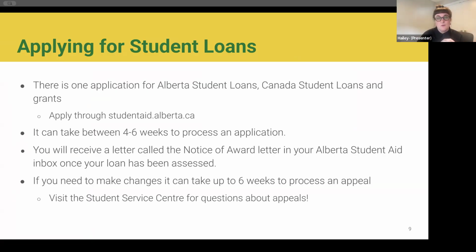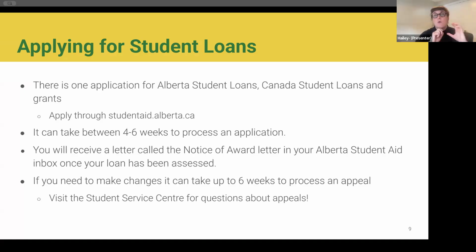That would be anybody who went to high school in Alberta and is going to post-secondary immediately after high school, or anyone who has lived in the province for 12 consecutive months without being a full-time post-secondary student. If you have questions about what that means, please just let us know in the chat. But this is specific to Alberta student loans, and so Alberta residents. If you're not sure if you are, if you've moved around, or your parents or your partner has moved around, just let us know and we'll help navigate that.